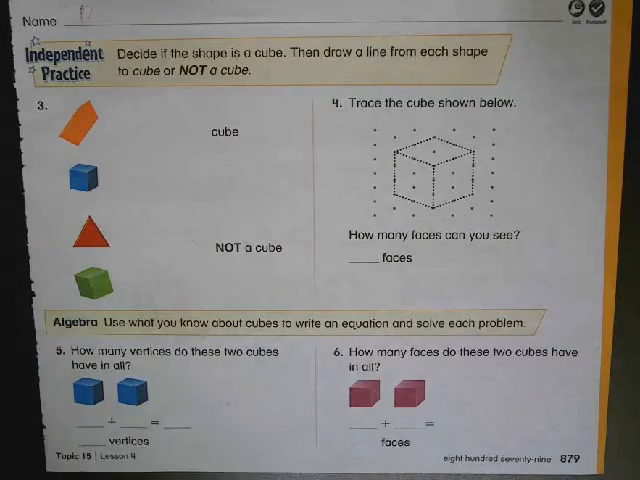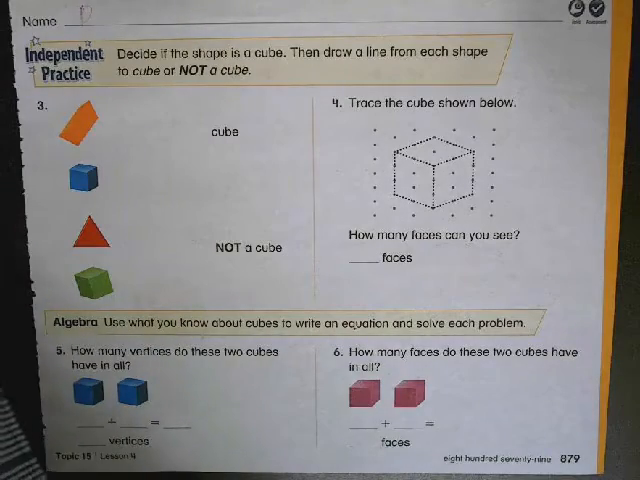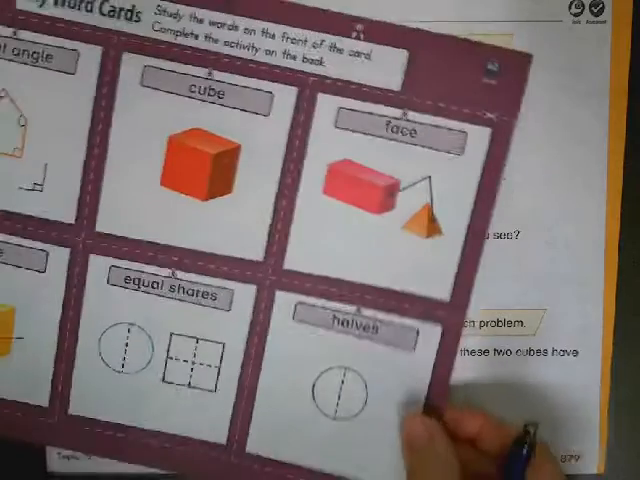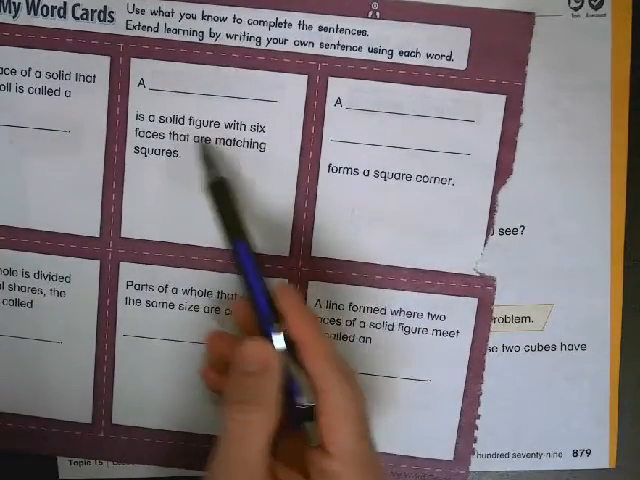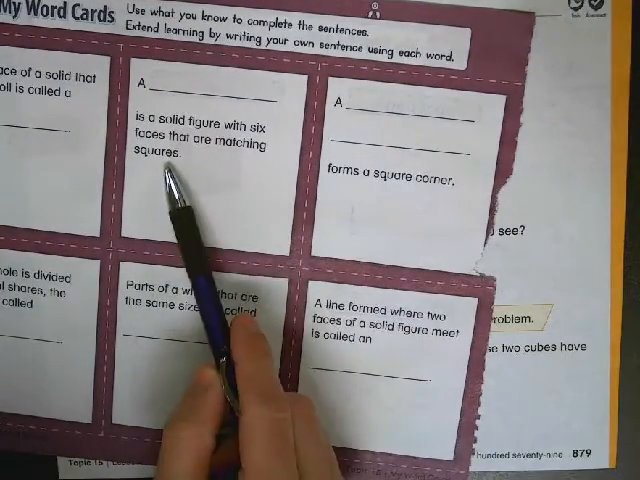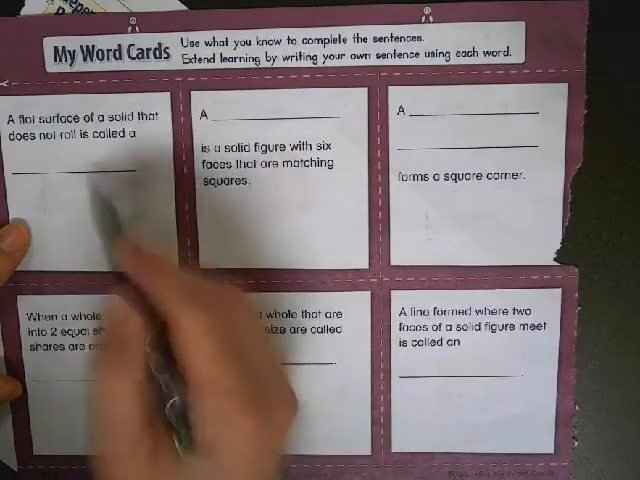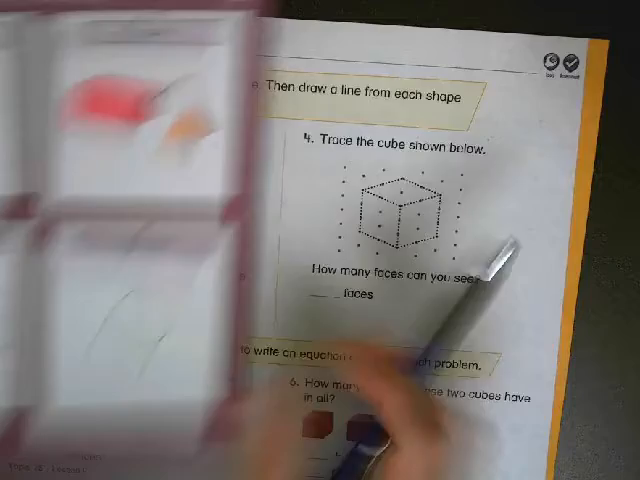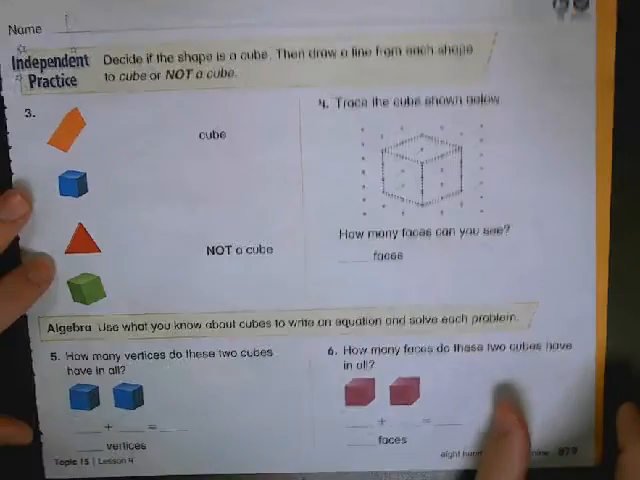Now, if you remember back to the beginning of this unit, there were some vocabulary flashcards to talk about some of the definitions. Cube. What is the definition of a cube? A cube is a solid figure with 6 faces that are matching squares. So all the faces are squares. And faces are a flat surface of a solid. That catches you up on definitions of key items.